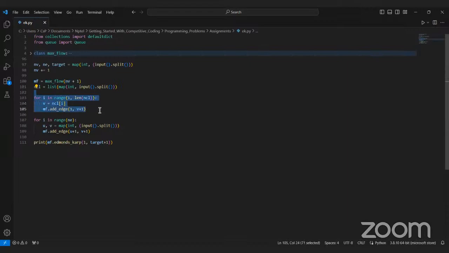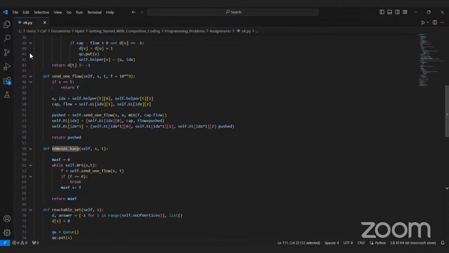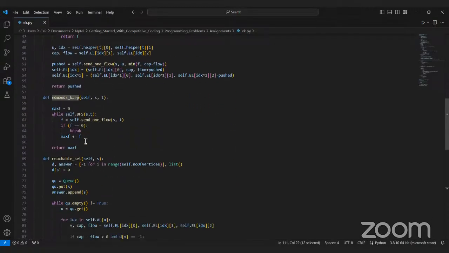This is the part where you set up the edges of A with the communication network, and this is just the output. Then comes the Edmonds-Karp. Now, how does Edmonds-Karp work? We know, but I'll just go through that.